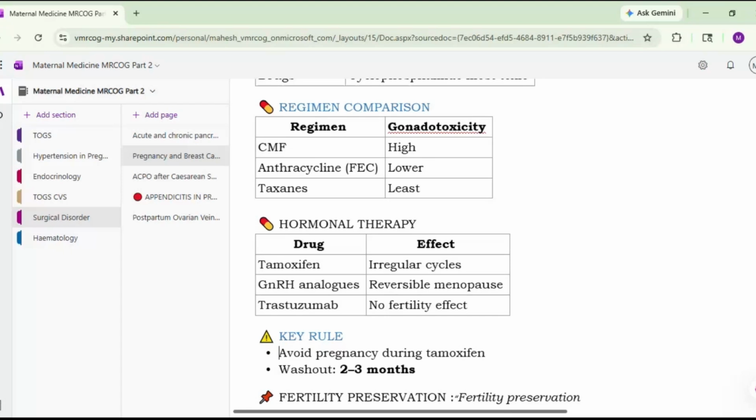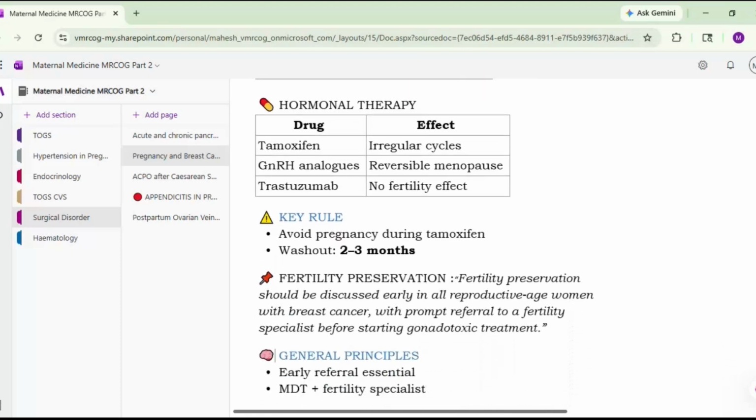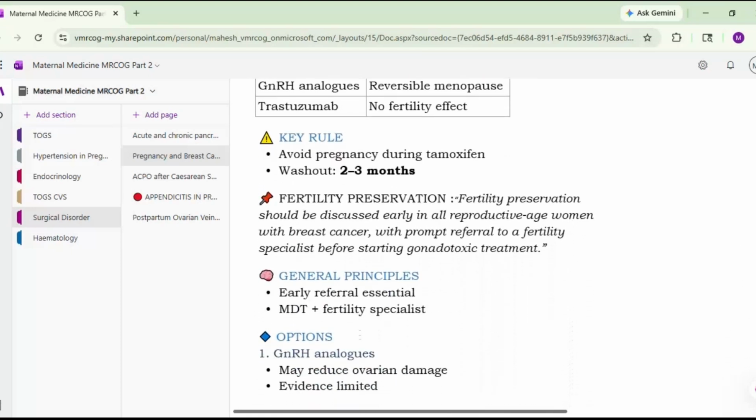So the key rule is to avoid pregnancy during tamoxifen, and a washout period of 2 to 3 months is required. Now coming to fertility preservation. Fertility preservation should be discussed early in all reproductive age group women with breast cancer, with prompt referral to a fertility specialist before starting gonadotoxic treatment. So when we are starting gonadotoxic treatment, we have to see the fertility aspect of the patient also, and we should offer them fertility preservation methods.